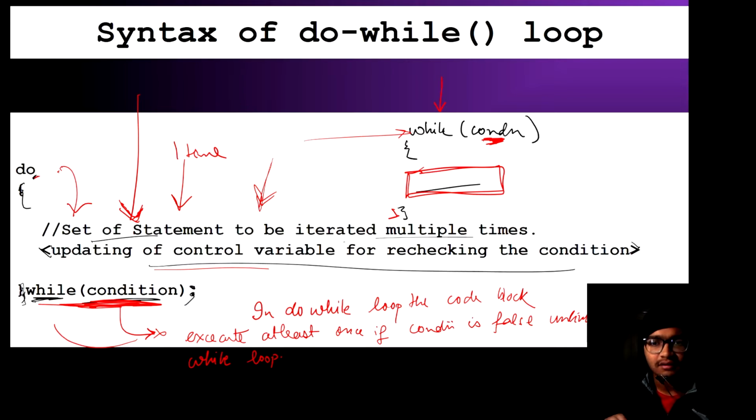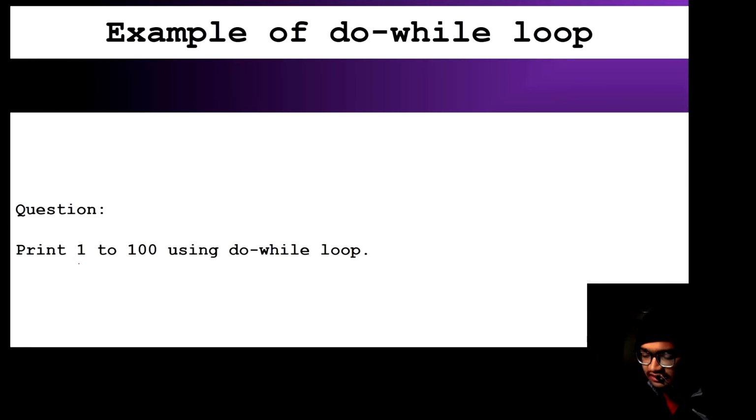Clear about this much? Now let's learn how to write a code in do while with an example. So the question says print 1 to 100 using do while loop. Very simple. Let's do it in our VS Code.